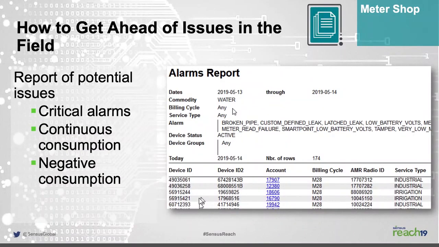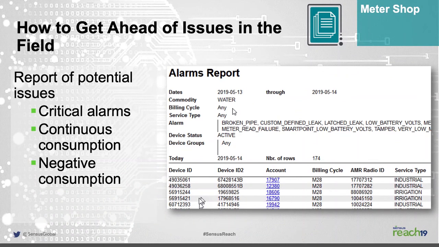Okay, next one. You're in the meter shop. How do we stay ahead of issues in the field? There's a lot of different ways to do this, but I wanted to highlight Report Access. So this is the alarms report, and this is great for the meter shop. You can set up reports, and you can do multiple versions of this. You can pick which device alarms you want to send to the meter shop.